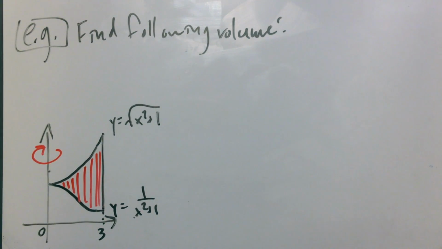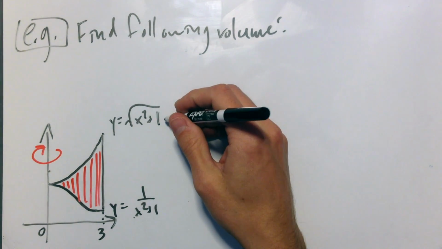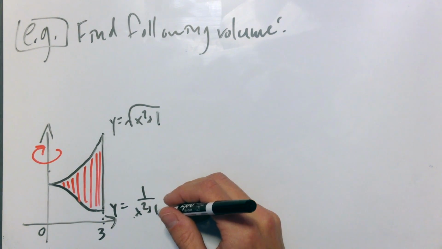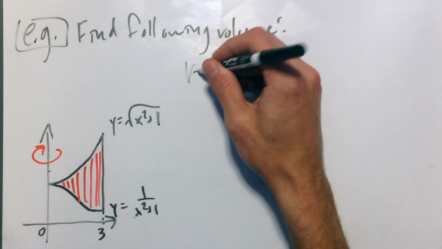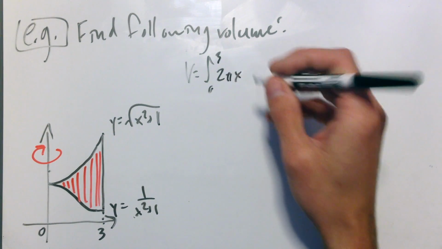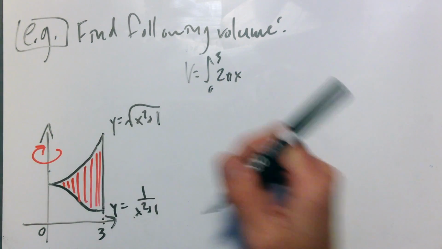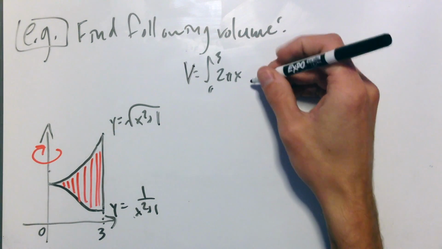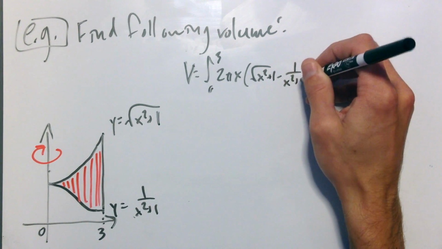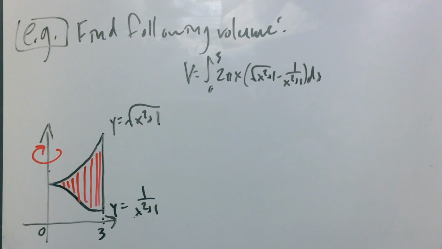Okay, so let's find the volume of this region rotated around the y-axis. The region is between x equal to 0 and x equal to 3, and the graphs of the functions are the square root of x squared plus 1 and 1 over x squared plus 1. So the volume is going to be the integral from a to b, which is from 0 to 3, of 2 pi x. That's really 2 pi times the radius of a cylinder, times the height of the cylinder, which is the difference of the function values, root x squared plus 1 minus 1 over x squared plus 1 dx.